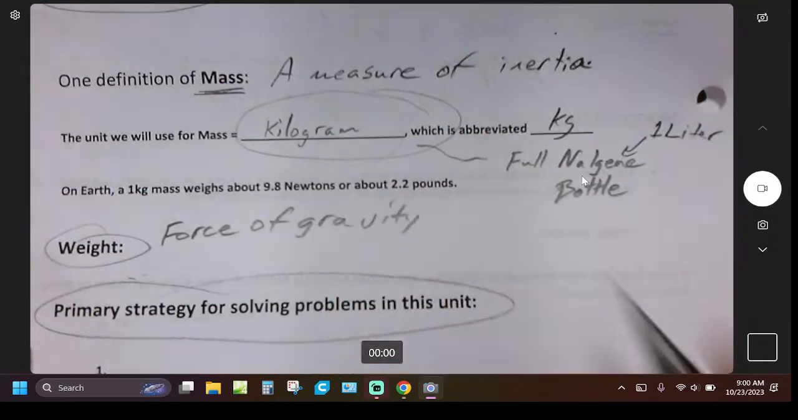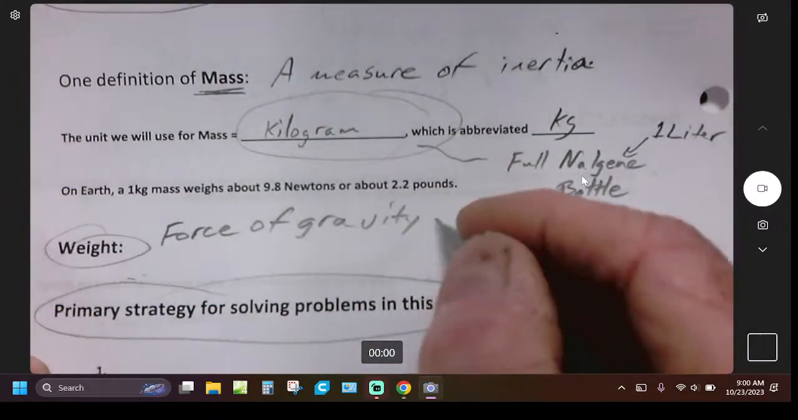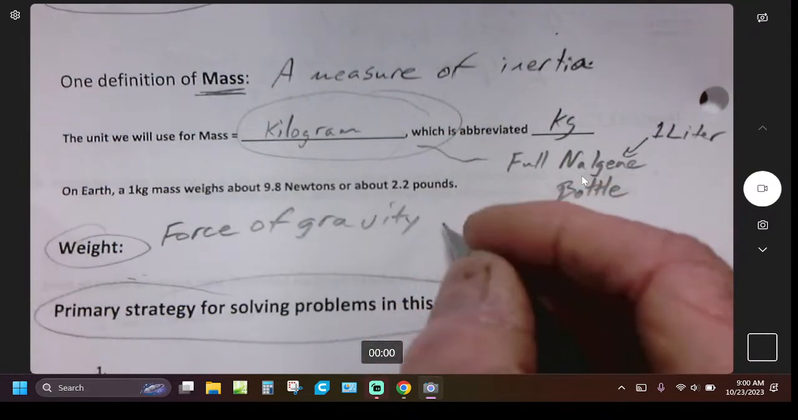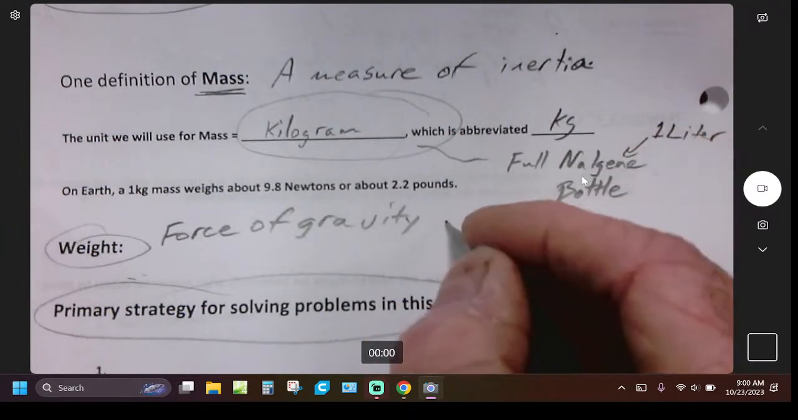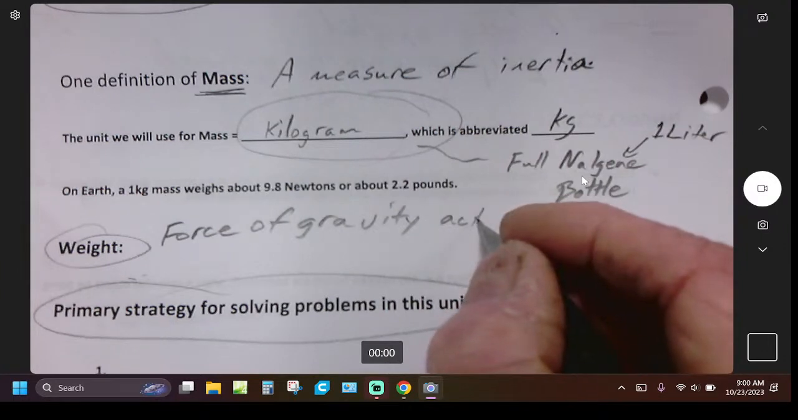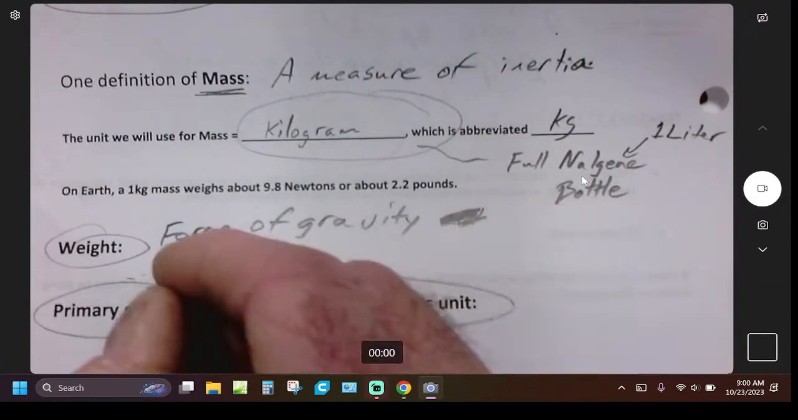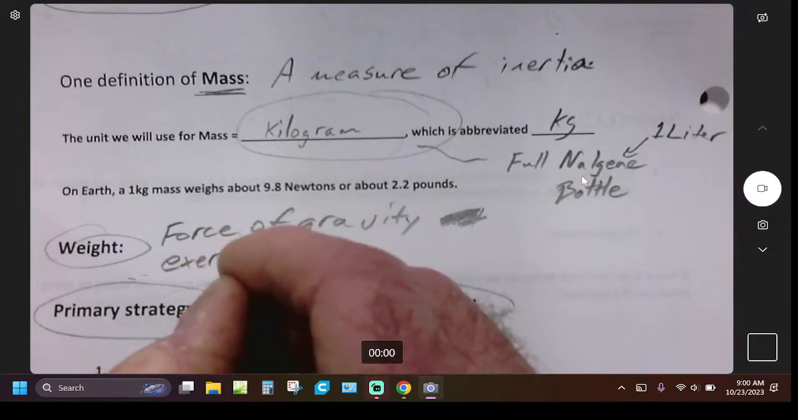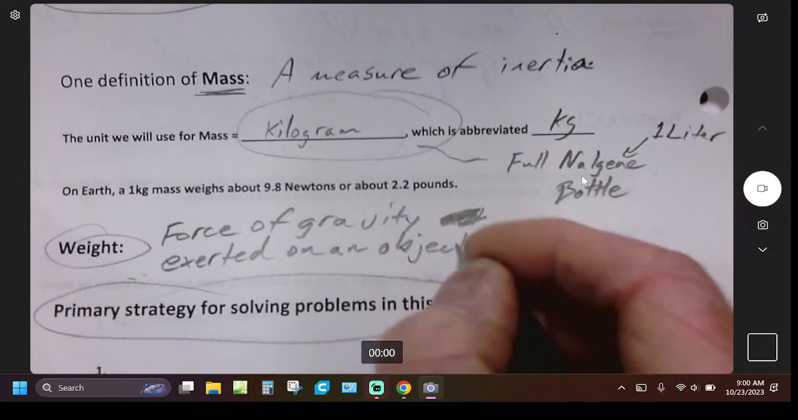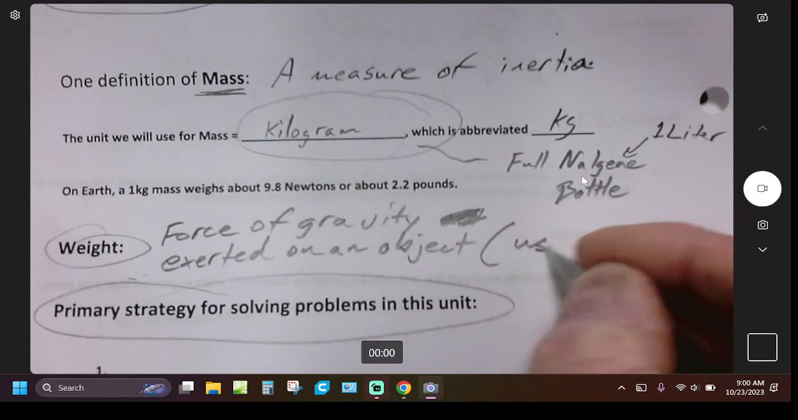Okay, weight. Weight is the force of gravity. I used to say the force of gravity acting on an object, but I've changed it. Force of gravity exerted on an object, usually by a planet.